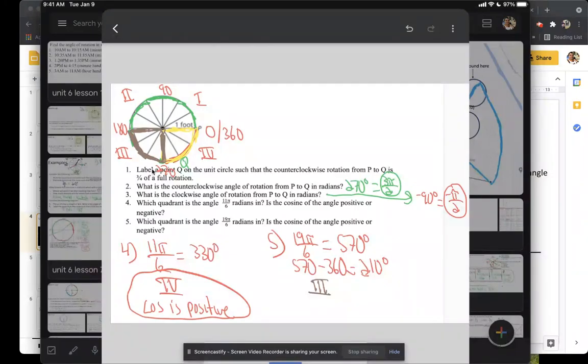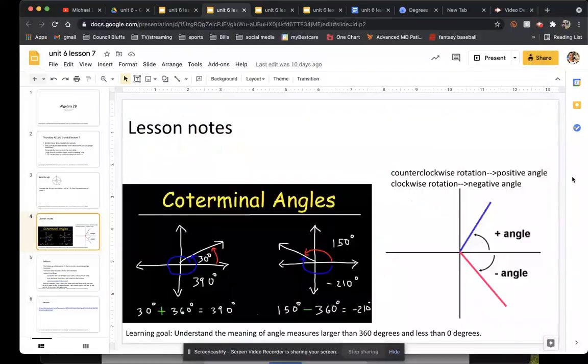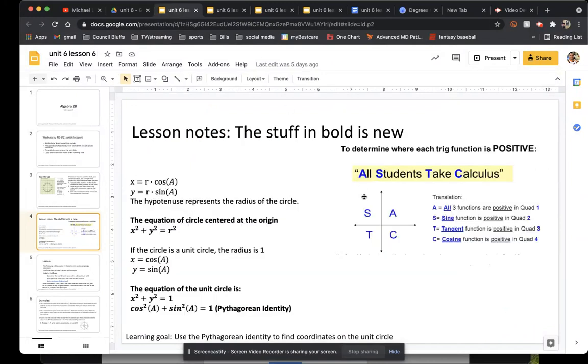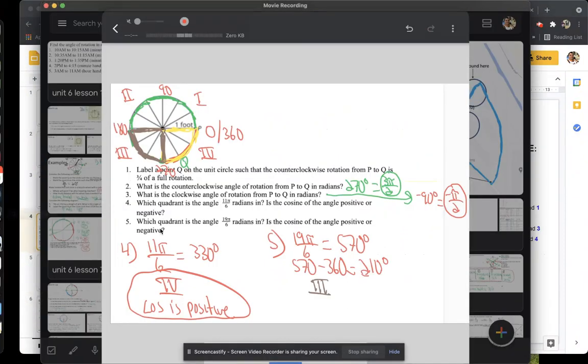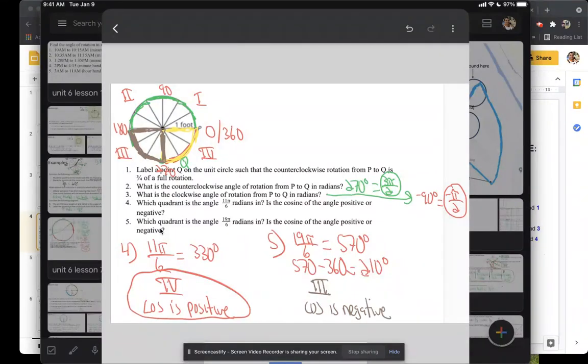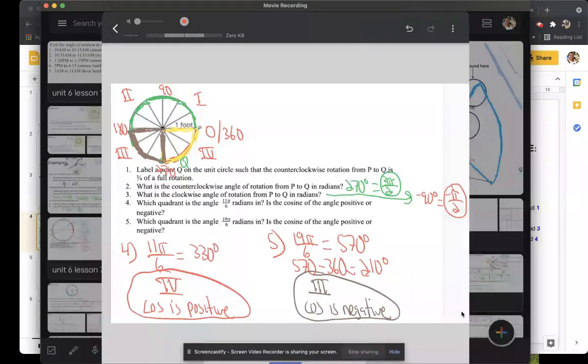Which quadrant is the angle 19 pi over 6 radians in? It's in quadrant 3. Then we're going to go back to lesson 6. In quadrant 3, is cosine going to be positive or negative? According to this, quadrant 3 is this one right here, and tangent is positive in quadrant 3. Tangent is positive, everything else is negative, so that would include cosine. So the cosine is negative. There is your answer to number 5, and that is it for lesson 11.